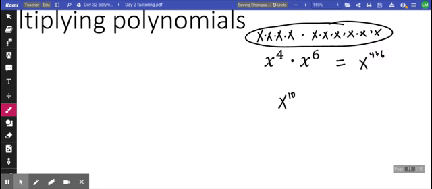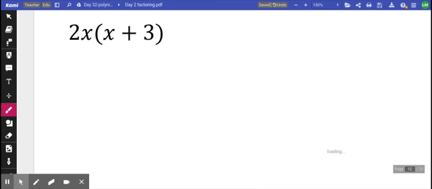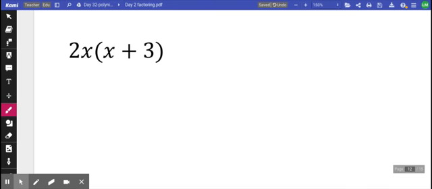So we have x to the 10th. And same thing over here, x to the 1st times x to the 1st is x to the 1 plus 1, which is just x squared. All right, keep that in mind as we take a look at something like, well, this, but not too bad.